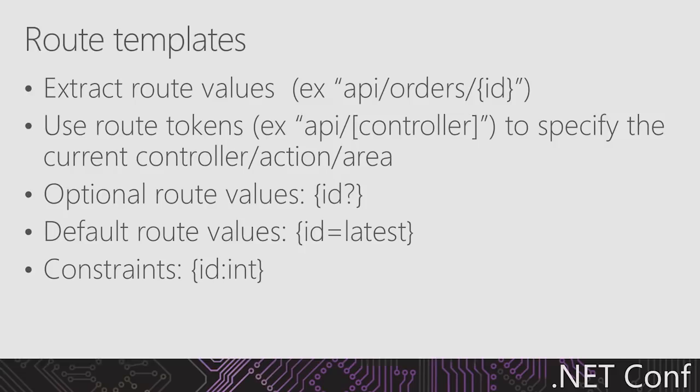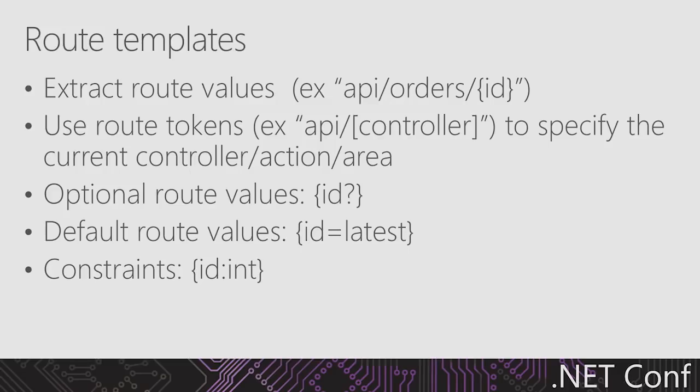Now, route templates have some really nice features, some interesting syntax. First of all, if you want to actually extract some data from the URI, you can specify that in your route template using brackets. If you put a name in brackets, that part of the URI will then get captured and made available to you in the framework. So for example, here, API/order/brackets ID, that brackets ID is a route value. That path segment will get captured and made available to you as a value named ID.